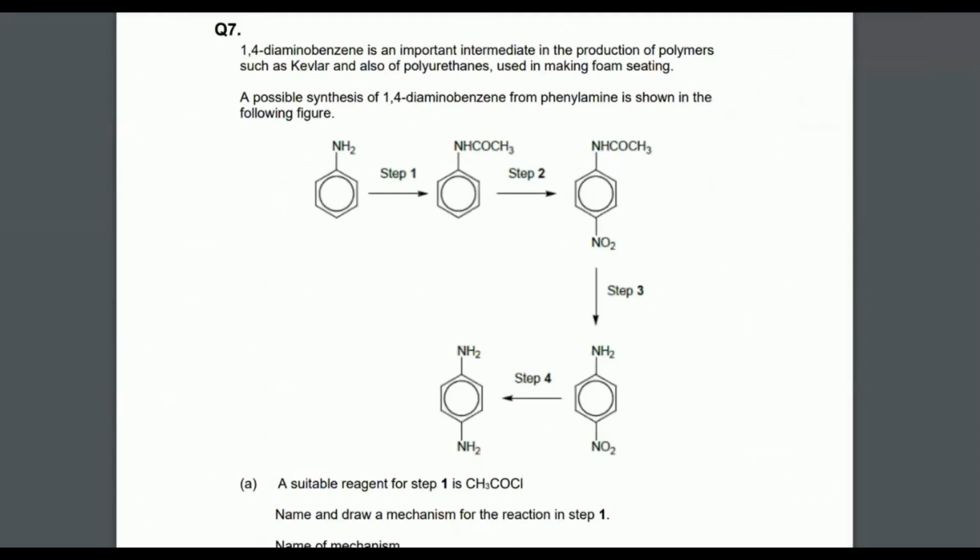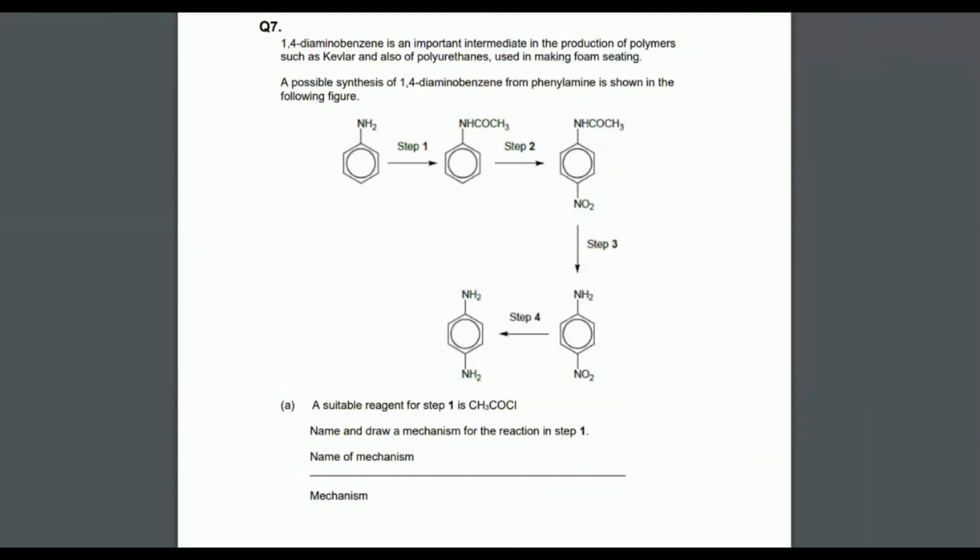Right, let's look at question 7. 1,4-diaminobenzene is an important intermediate in the production of polymers such as Kevlar and polyurethanes used in making foam seating. A possible synthesis for 1,4-diaminobenzene from phenylamine is shown in the following figure. So we've got phenylamine, and then in step 1, you can see we've had a molecule added to it. In step 2, we've had a nitro group added at the bottom. And then in step 3, we have gone back to an amine and a nitro group. And then in step 4, we've turned that bottom nitro group into another amine.